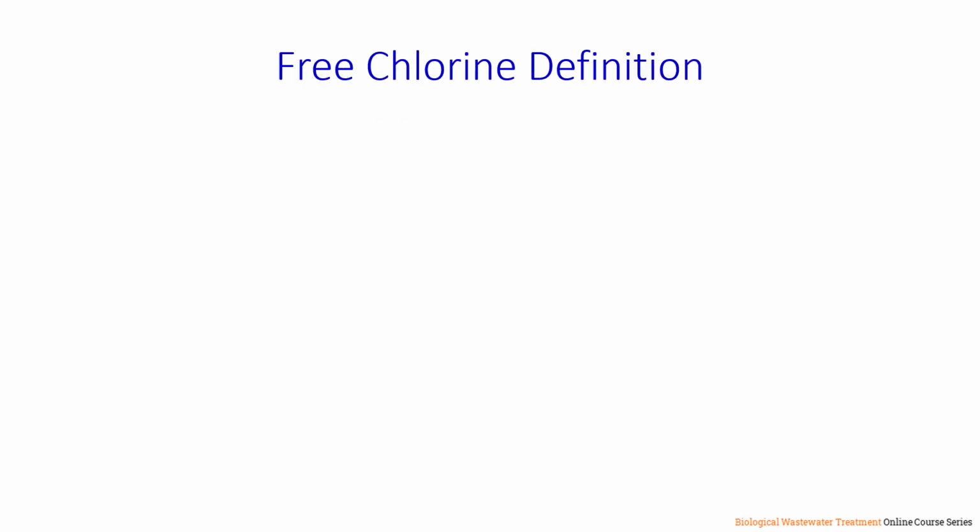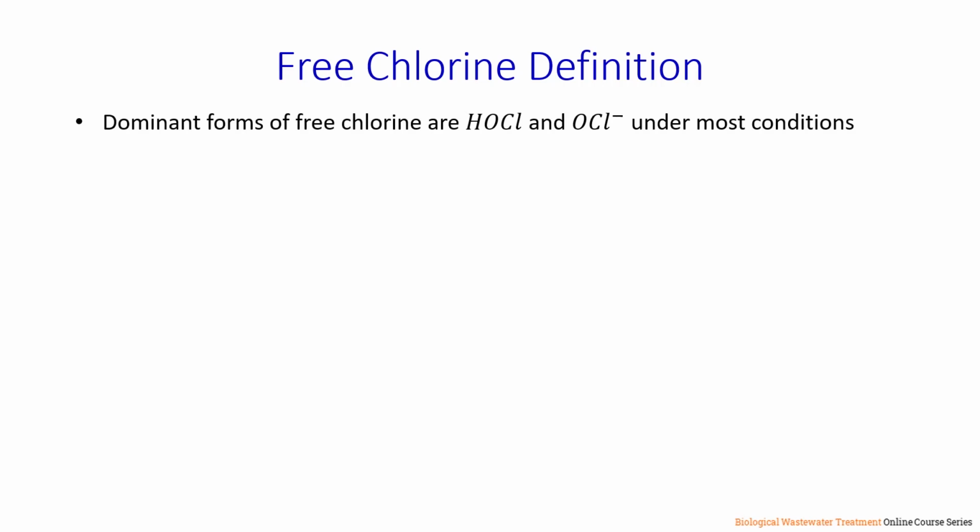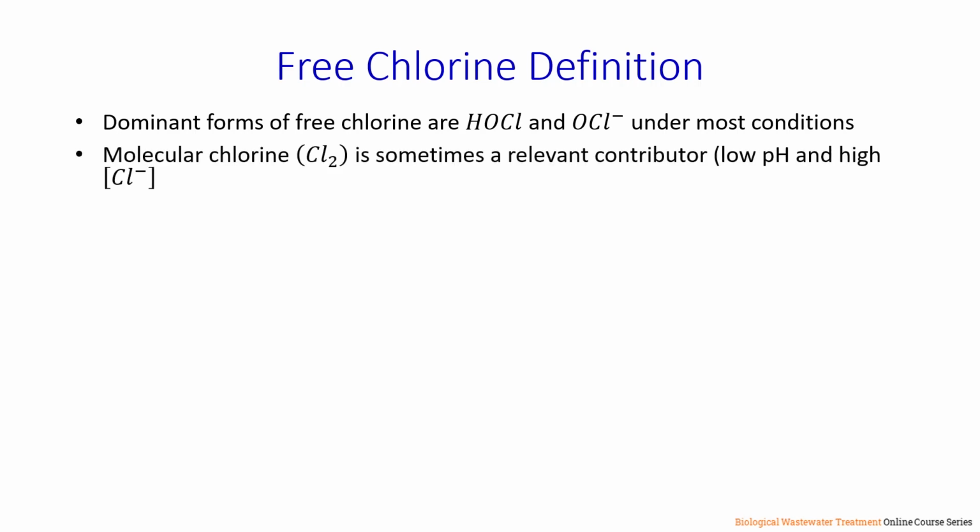The definition of free chlorine generally that we find in the literature focuses on HOCl and OCl-, and that's because these are the dominant forms of free chlorine under most conditions, as illustrated early in this presentation. But we need to recognize, as I tried to emphasize previously, that molecular chlorine can sometimes be a relevant contributor to the behavior of residual chlorine, especially under conditions of low pH and/or high chloride ion concentration.